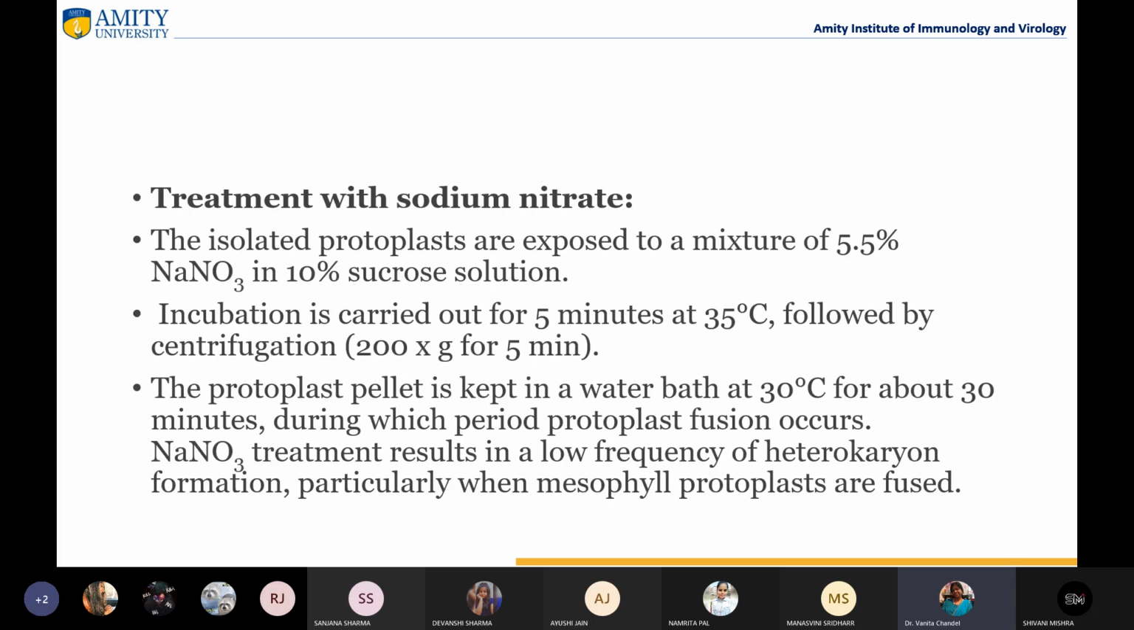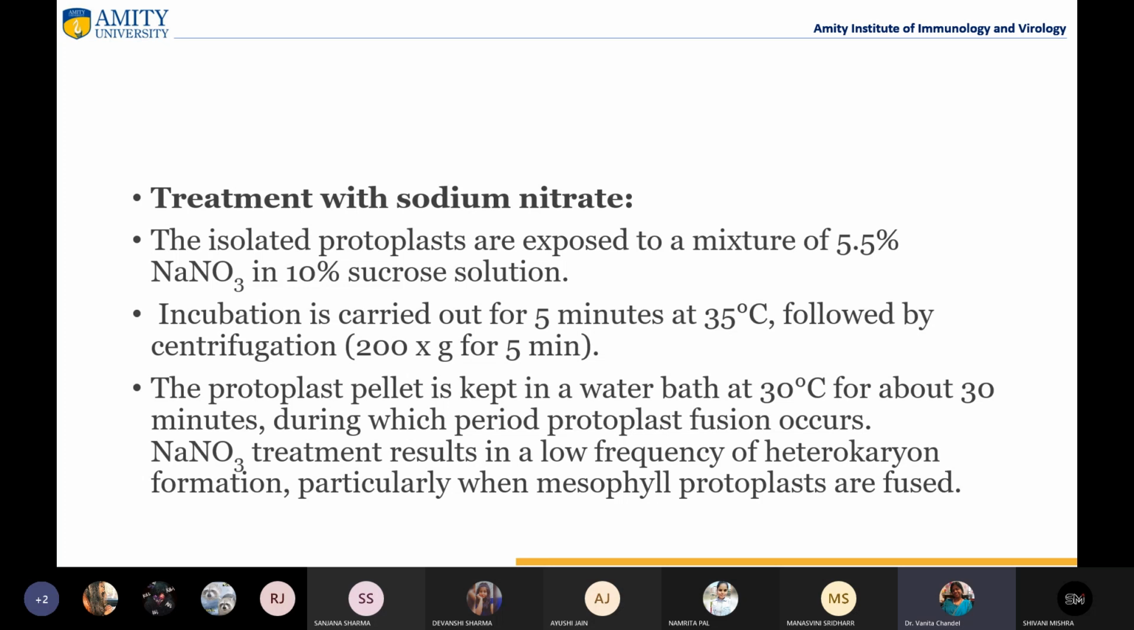Treatment with sodium nitrite. Sodium nitrite is one of the commonly used fusogens, and here the isolated protoplasts are exposed to a mixture of 5.5% sodium nitrite in 10% sucrose solution. Then we incubate, that means we keep them for 5 minutes at 35 degrees Celsius, followed by centrifugation. The protoplast pellet that we obtain is kept in a water bath at 30 degrees Celsius for about 30 minutes. During that time, the fusion of the protoplasts will take place.